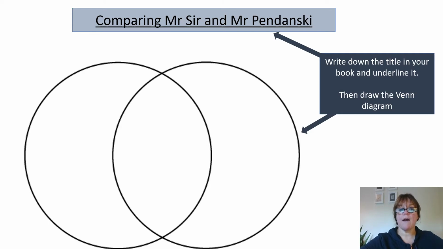Now you have written the title in your book and underlined it. I'd like you now to draw 2 circles just like what's on the screen in front of you, making sure that you have an overlap in the middle. This is called a Venn diagram. I'm sure that you will have done this before in your English lessons. It doesn't have to be totally neat, but big enough to be able to write things in there. Just pause the video and draw that Venn diagram.